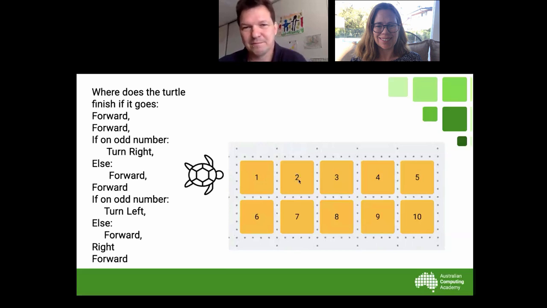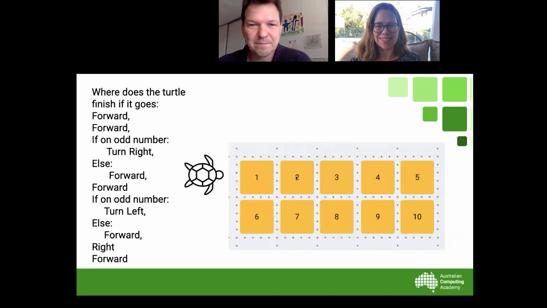Then I have a decision. It says, if I am on an odd number, turn right, else go forward. Now, two is not an odd number, is it? Two is an even number. So if everyone wants to jump in the chat, should I go right or should I go forward for number two? I keep wiggling my mouse so you can see where we are on square number two.